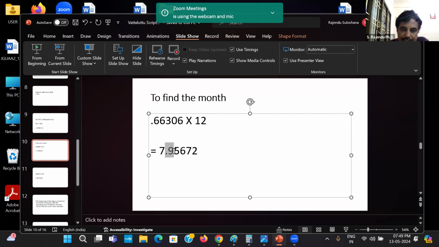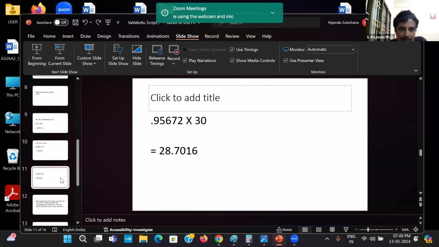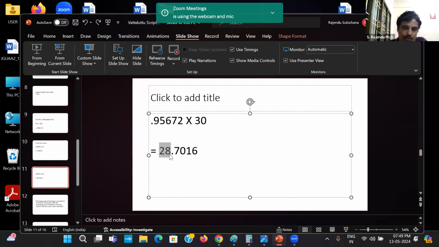Then the next remainder is 0.95672. Multiply it with 30. 0.95672 times 30 is equal to 28.7016. You can take it as 28, because that integer part shows the day on which it was written.